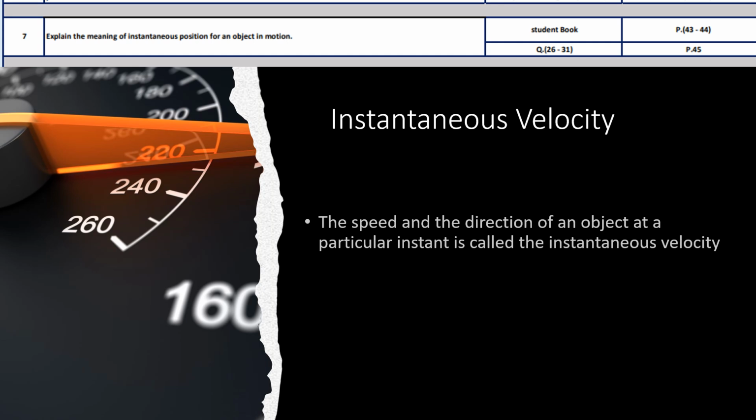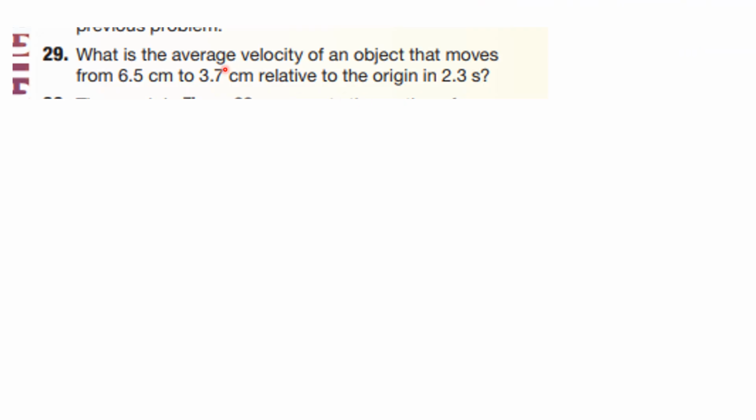For this point, I choose question number 29. What is the average velocity of an object that moves from 6.5 centimeters to 3.7 centimeters relative to the origin? This object is approaching the origin because it was far away at 6.5, and now it's getting closer to the origin at 3.7, with a time of 2.3 seconds.